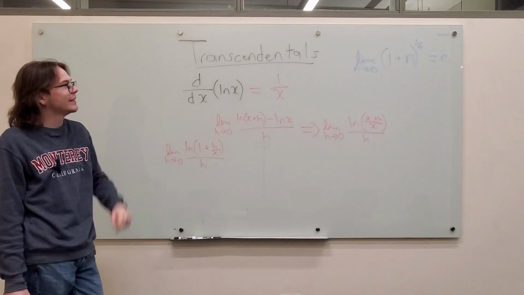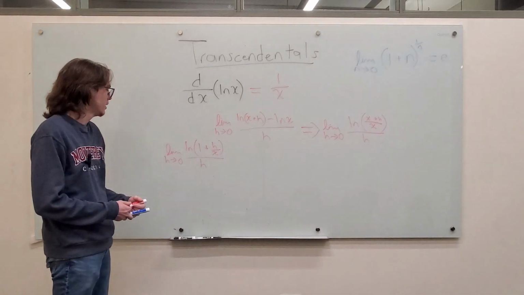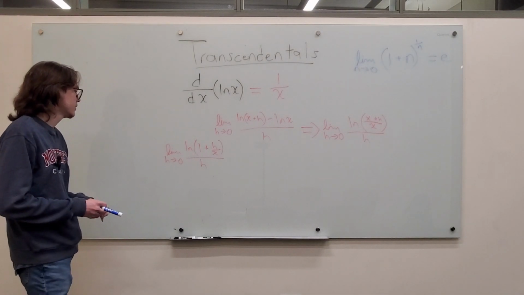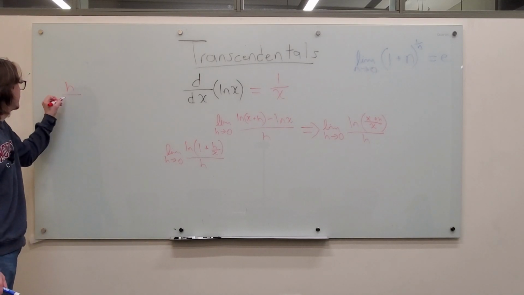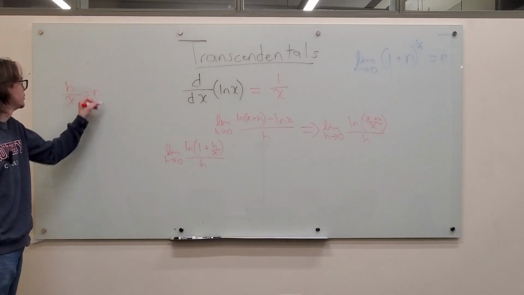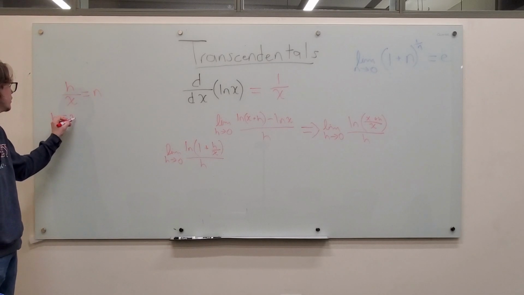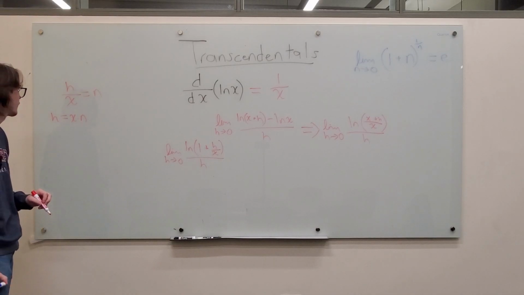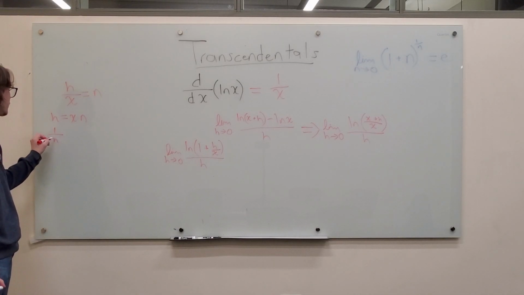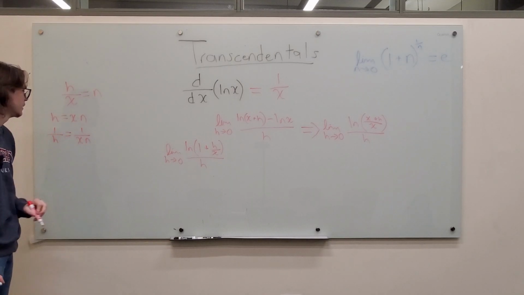Looking at this, I feel like we can get it into a form that is pretty similar to that. Let's go ahead and try. So let's take h over x to be equal to n. So we know that h is going to be equal to x times n. And we know that 1 over h is equal to 1 over x times n.